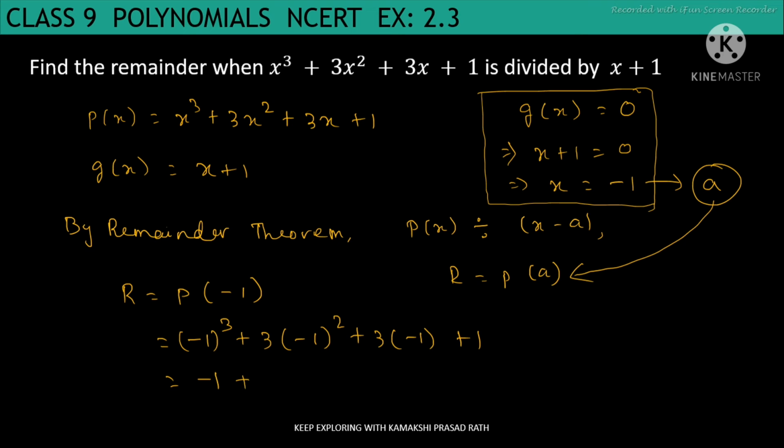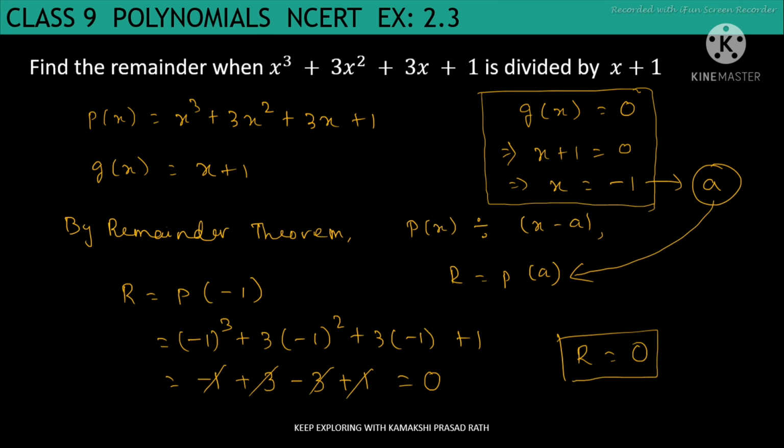Plus 3 multiplied by minus 1 whole squared. Minus 1 whole squared gives you positive 1, so 3 into 1 gives you 3. Next, plus into minus, minus 3 into 1 gives 3. At last we have 1. Hence plus 3 and minus 3 get cancelled, plus 1 and minus 1 get cancelled, and the remainder that we get is 0.